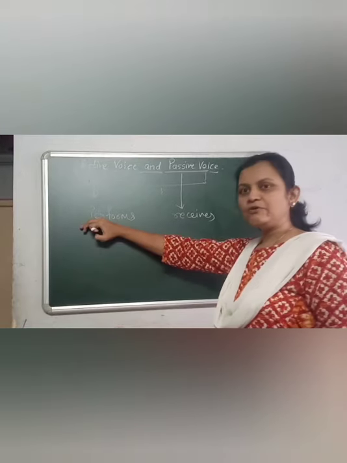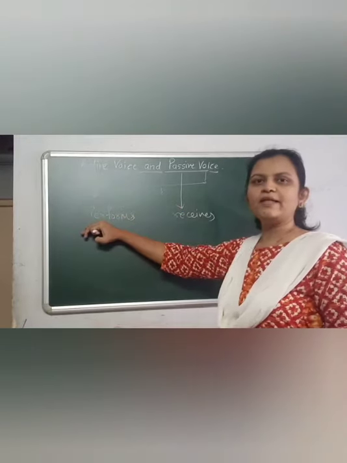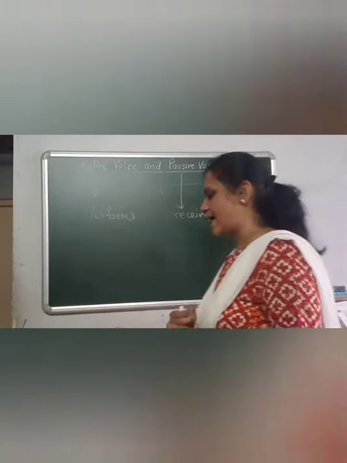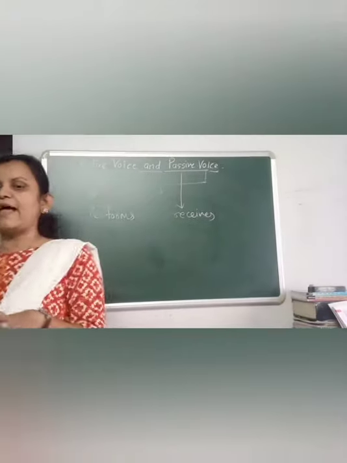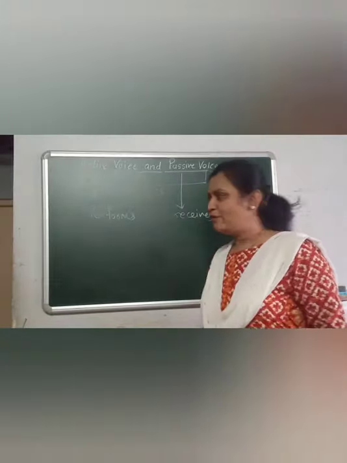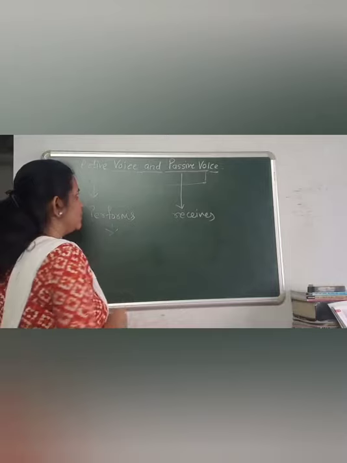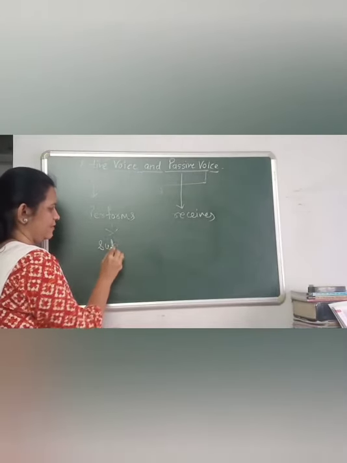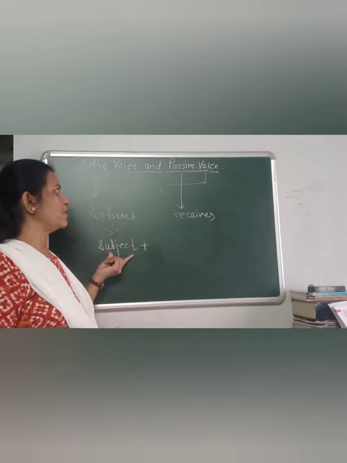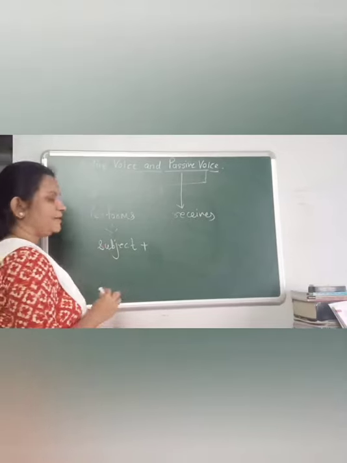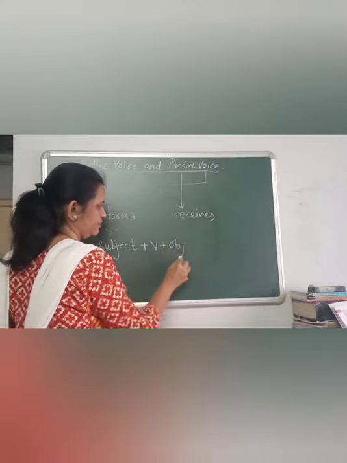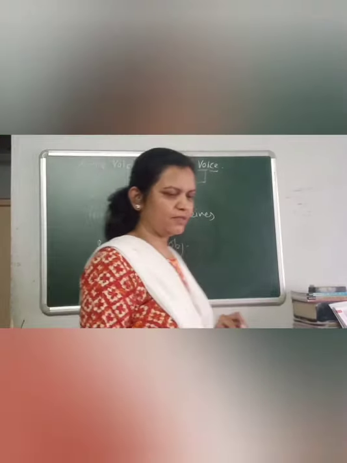That sentence where you notice that the subject is performing the action is called active voice. And wherever you notice that the subject is receiving the action which is performed by the verb, it is called the passive voice. For example, what is the sentence construction of active voice? Here the subject is the doer who is performing the action in the sentence, and he is very important in active voice. So, the sentence construction of active voice is subject plus verb plus object.